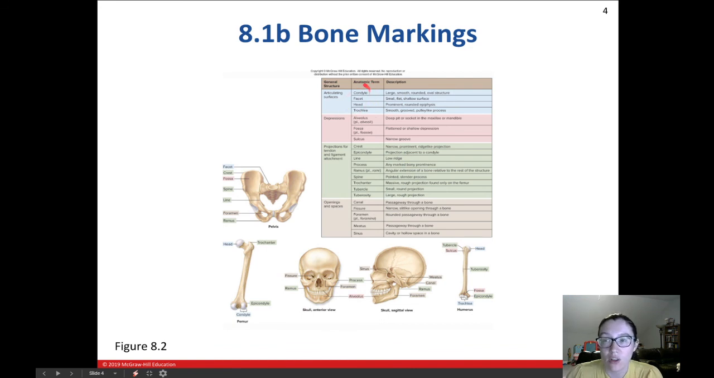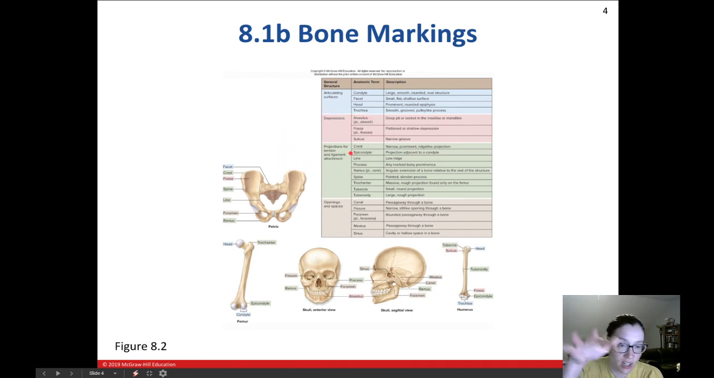So if you hear any of those, if you're looking for the medial condyle or the lateral condyle or the articular facet, it means it's near a joint. And things that are depressions in the bone, like a divot in the bone, might be called an alveolus, a fossa, or a sulcus.